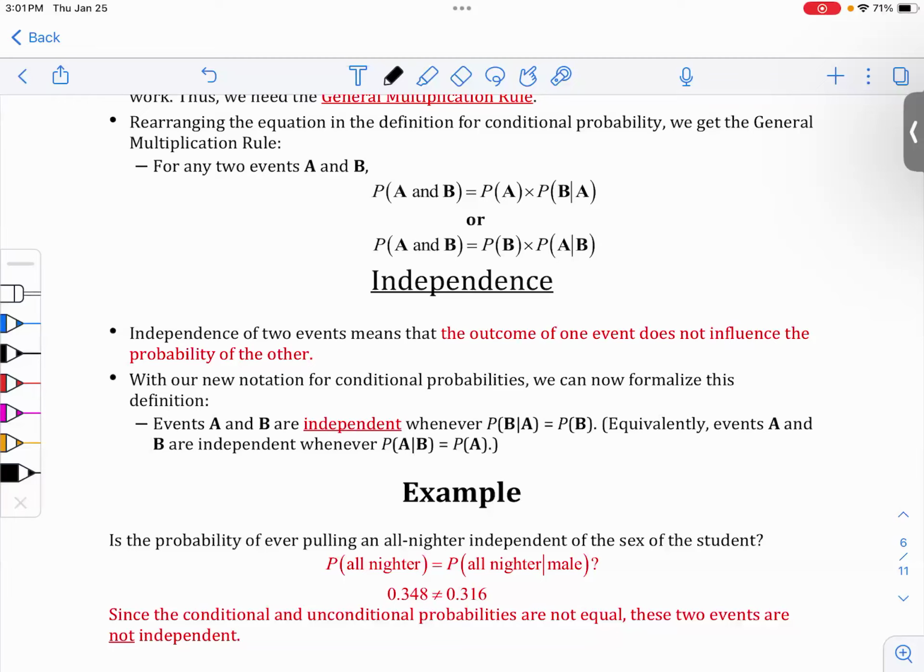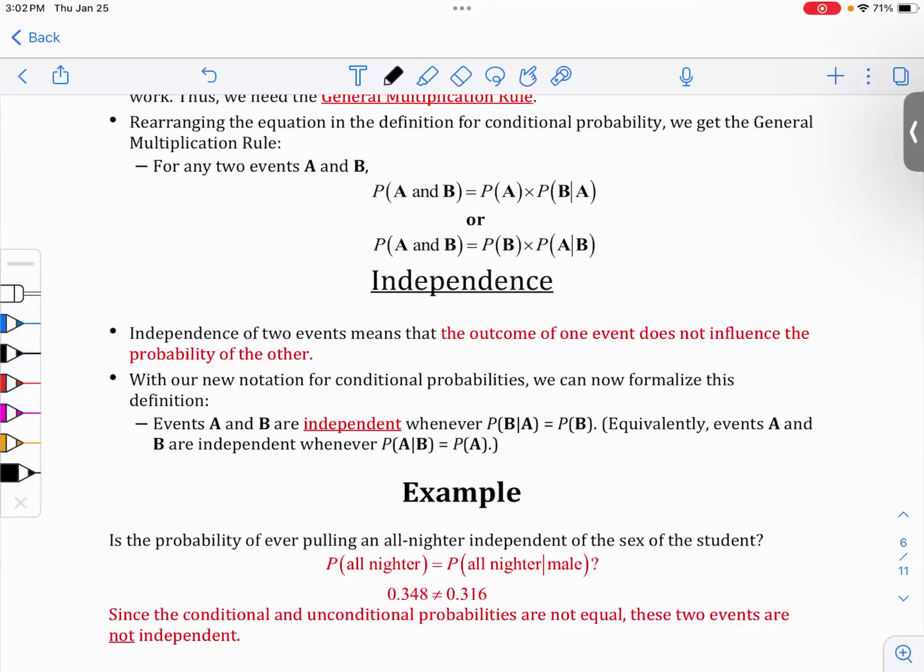All right, so back to our definition here. Events A and B are independent when the conditional probability equals the unconditional probability, all right? And this says the same thing. A given B equals the probability of A, B given A equals the probability of B. So back to our eating example, right? If I get paid, then I eat. Is that the same as I get to eat?